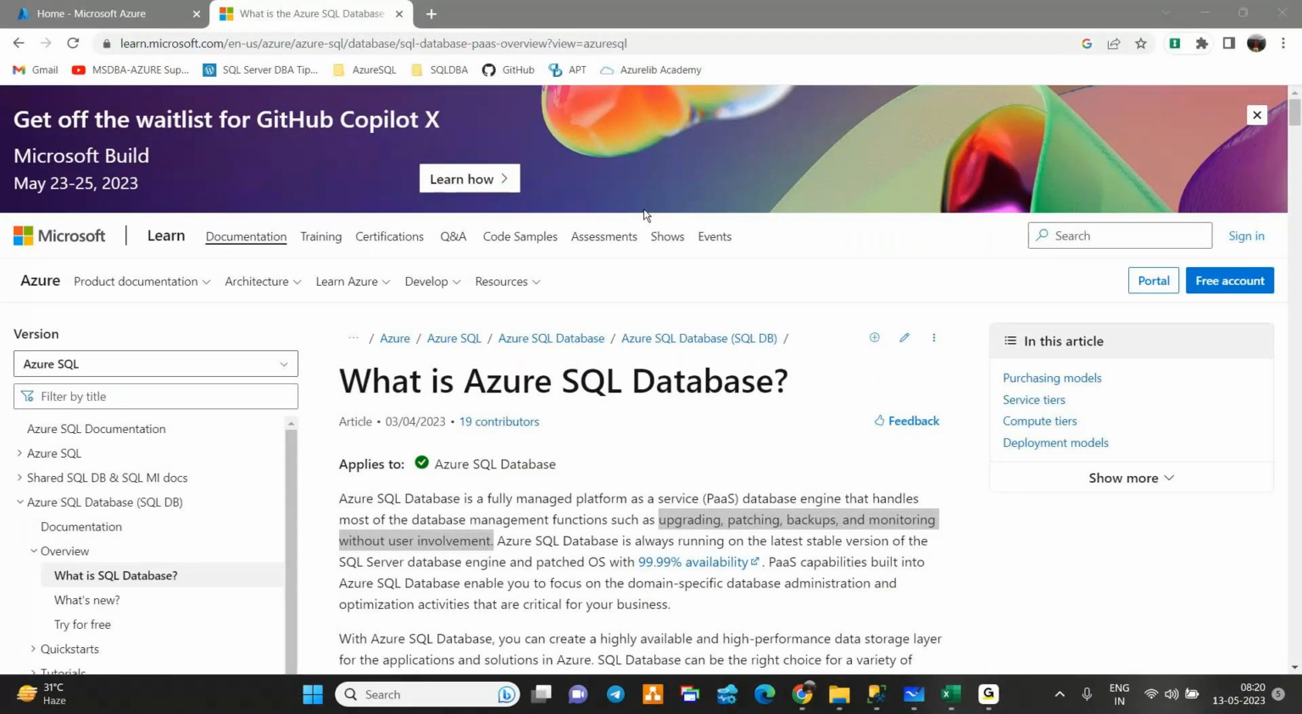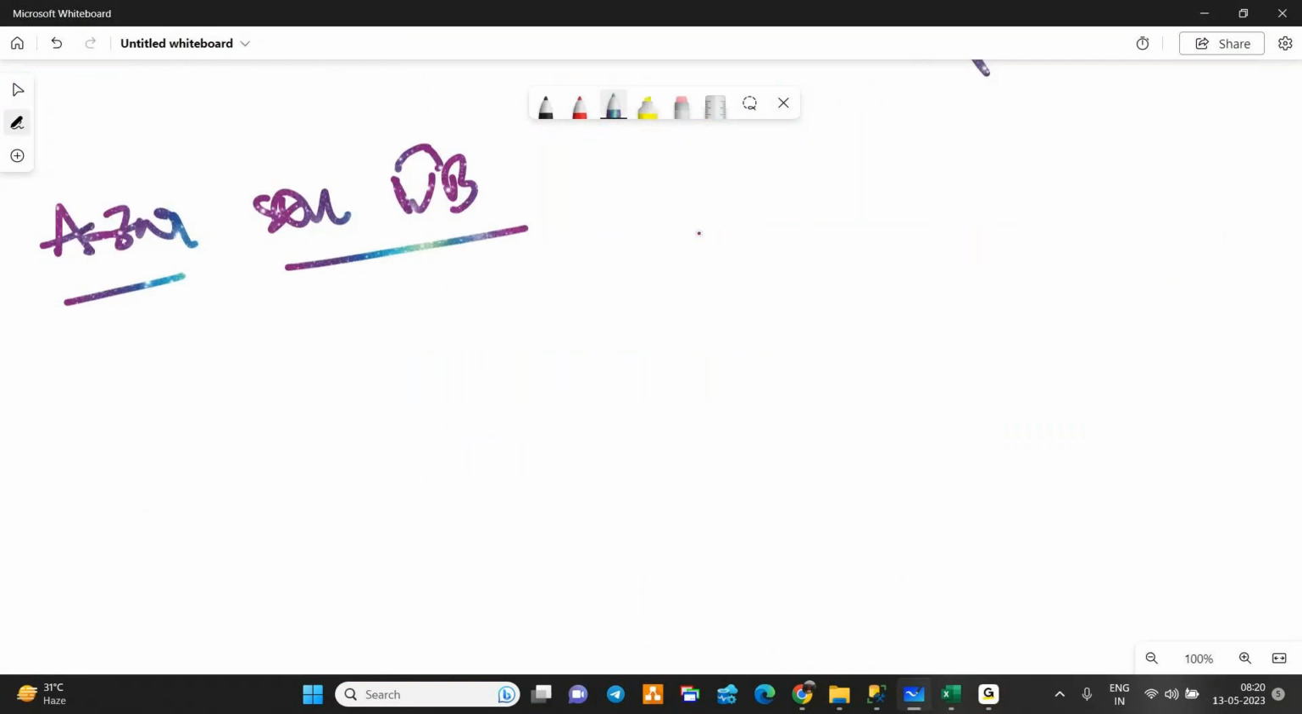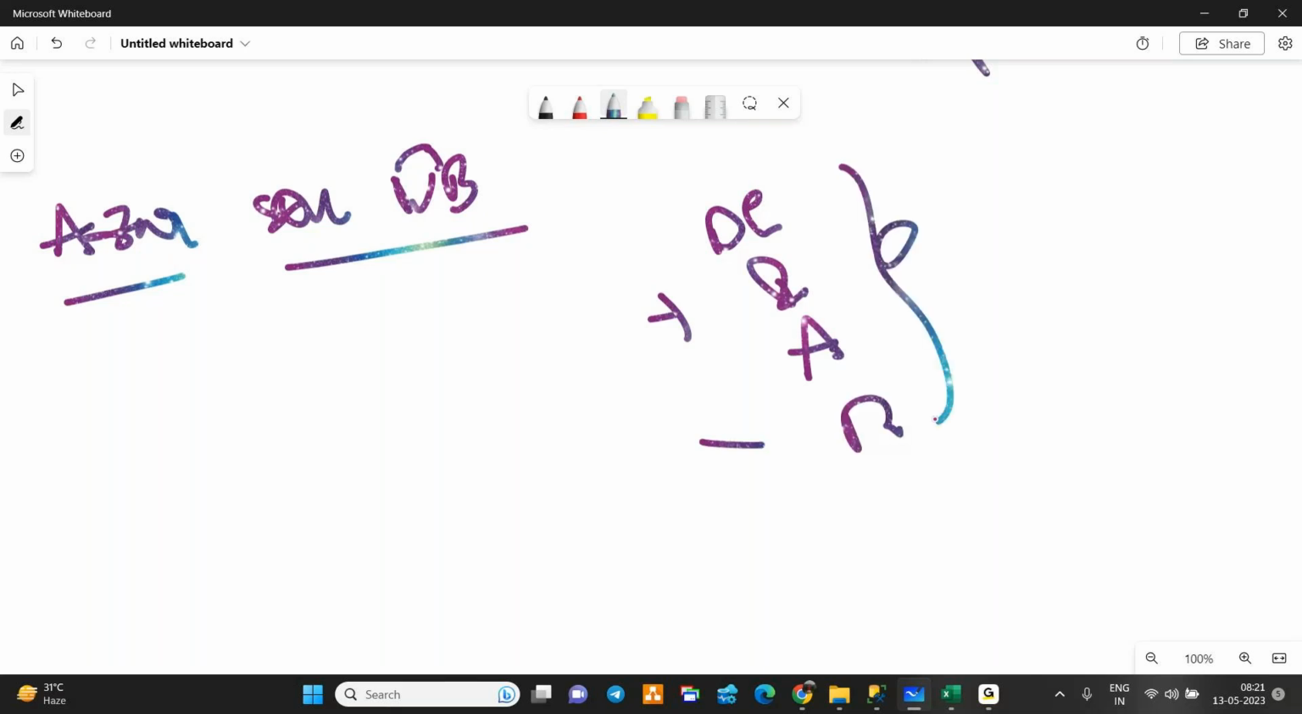One more is, for example, you want a database engine, you don't want any other services. When you go to on premises, what is one advantage? You can install the database engine, and you can also install integration services, analysis services, and reporting services side by side. Within one server you can install all these engines, along with your application on the same server. That is one advantage.